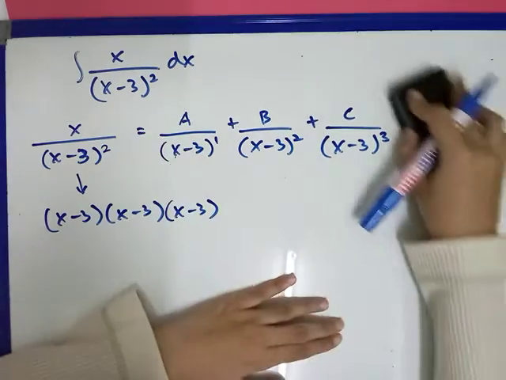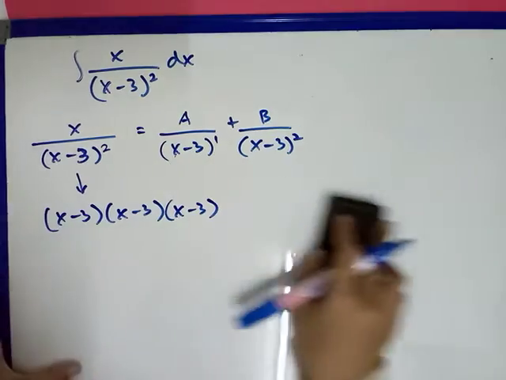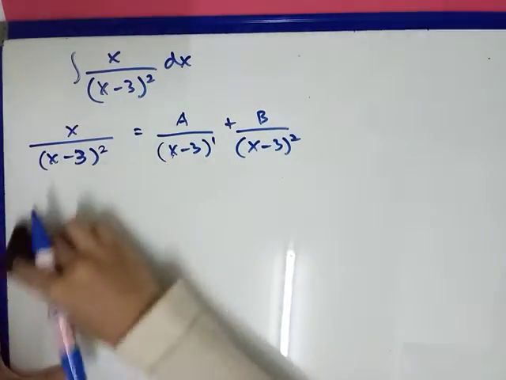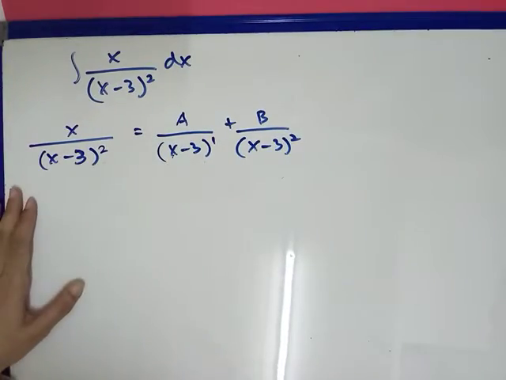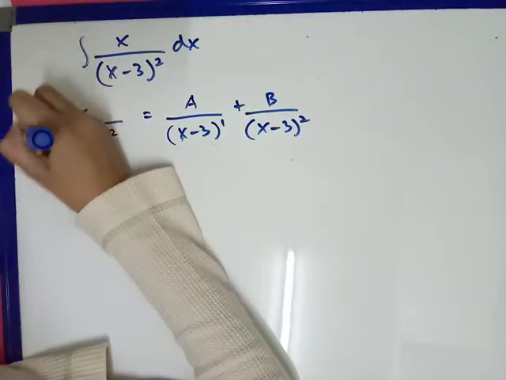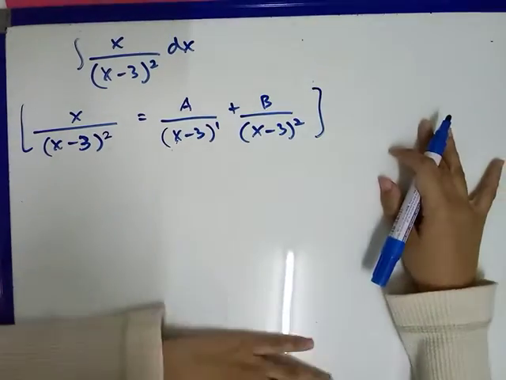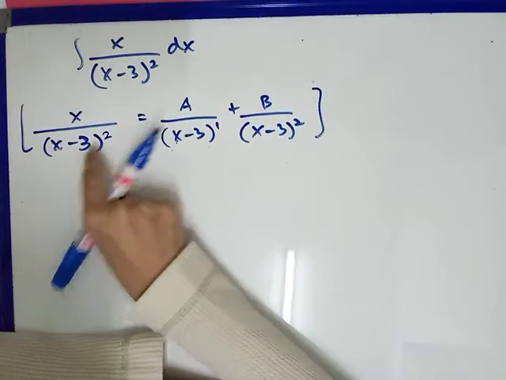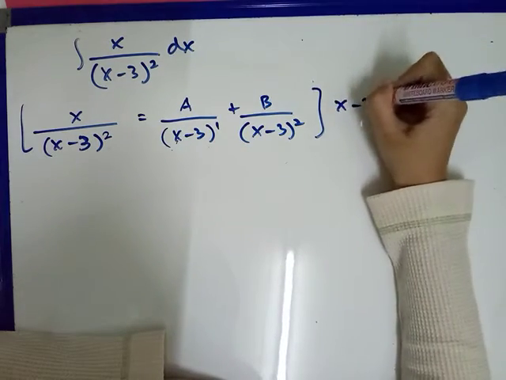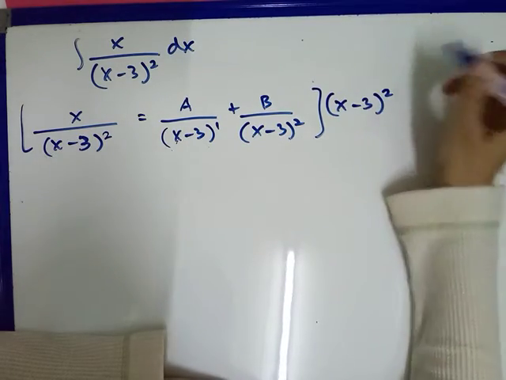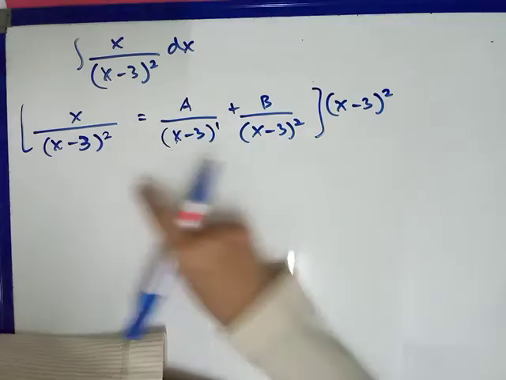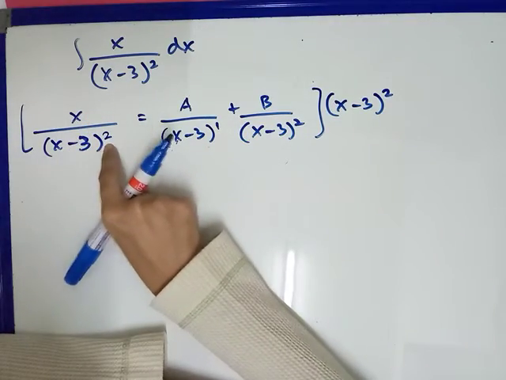So only a plus b. Okay, dia faham setakat ni? And then what? You need to multiply both sides. Okay, multiply both sides with x minus 3 power 2. Okay, so this one, x over x minus 3 power 2.